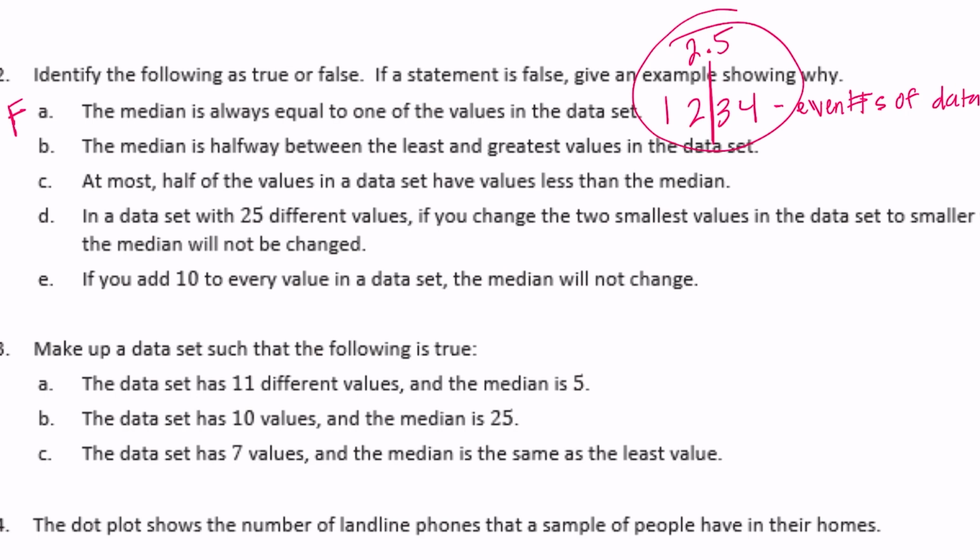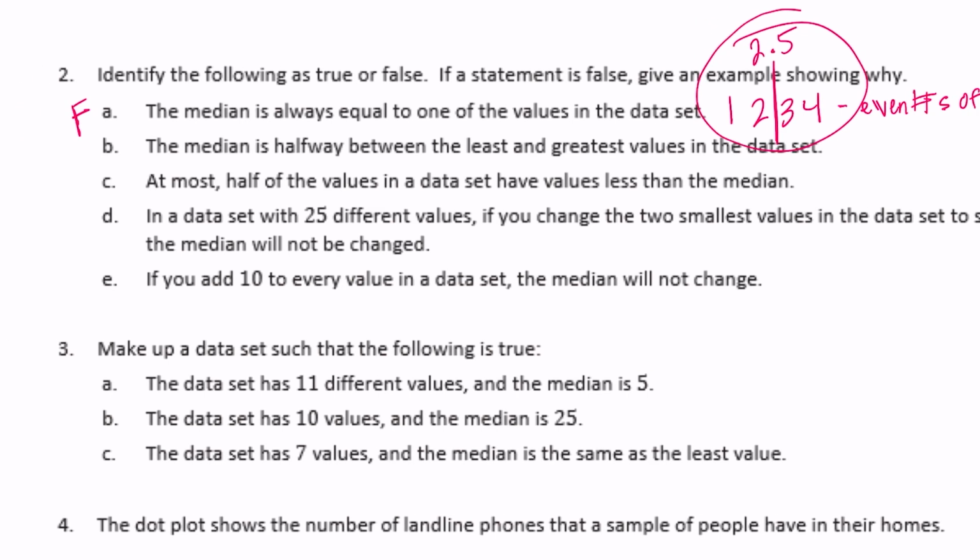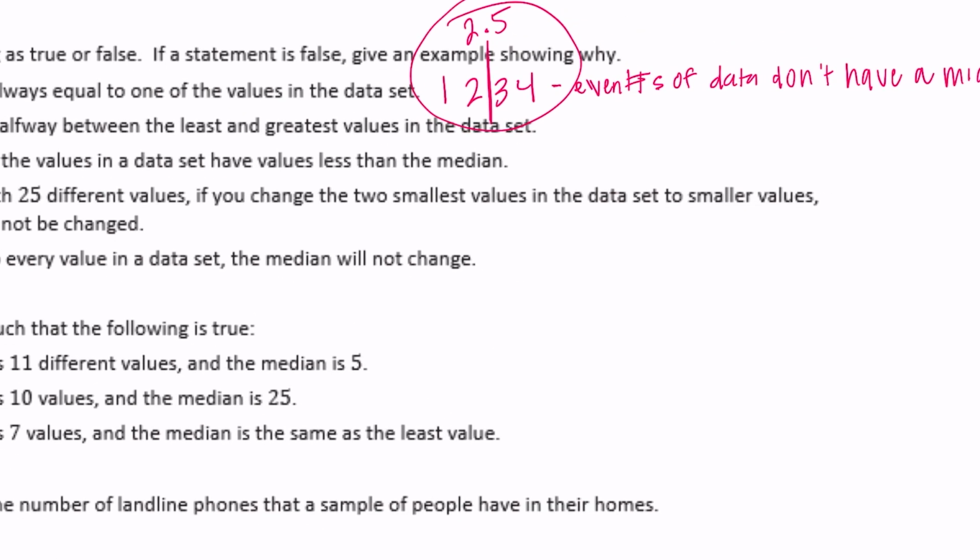Okay, B, let's pick a different color. The median is halfway between the least and greatest values in the data set. So that is also false. It's not just halfway between, because if you go back to the one where the number of French fries per bag, it's not just the example of what's between the first and the last, the least and the greatest. It's just the one that happens to fall in the middle.